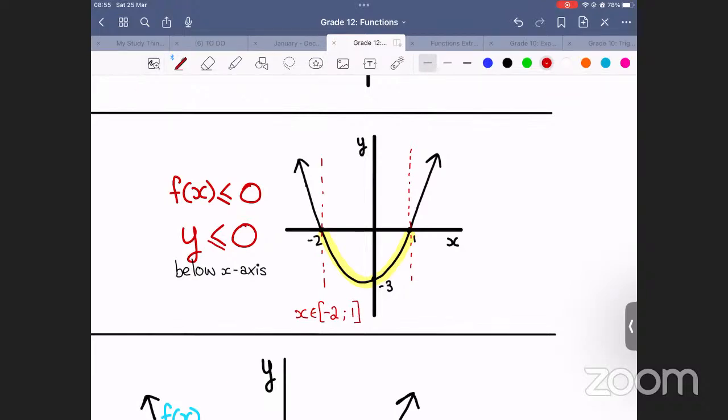Okay. And since it's 1, yeah, we include as well because the question includes, because 1 is not an asymptote. Remember, my dotted line is not an asymptote line. My dotted line is just to show that that's the end of that highlighted region. Include again because the question includes. And yeah, that's basically it.